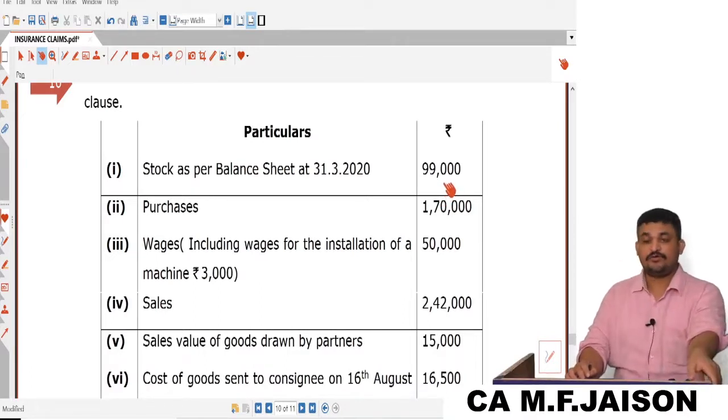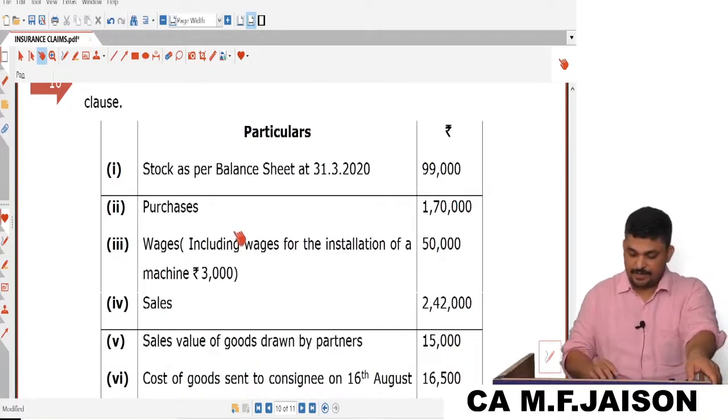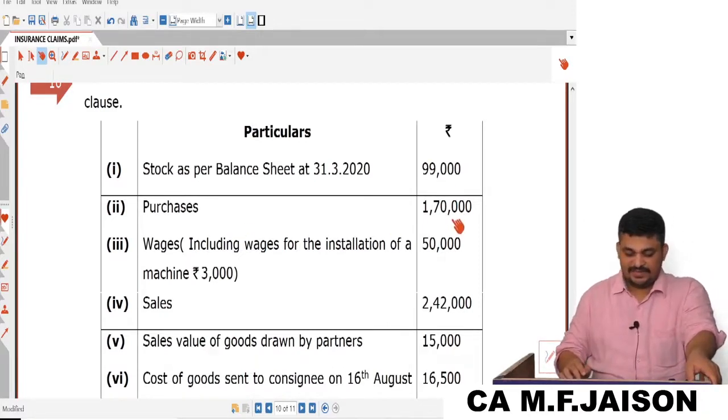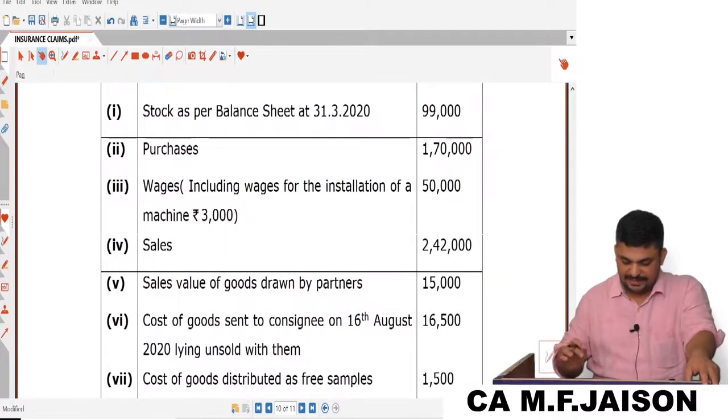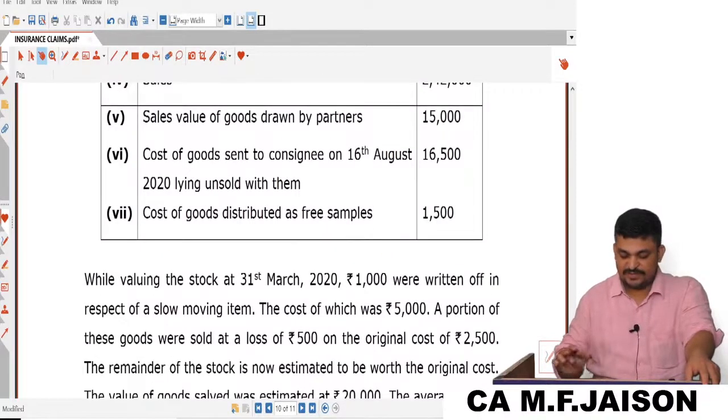Our previous year closing stock or opening stock? Previous year closing stock 99,000. Purchases 1,70,000, to be understood as purchases of that particular period. Wages including wages for the installation of a machine 3,000. Sales, sale value of goods drawn by partners, cost of goods sent to consignee on 16th August 2020. Cost of goods distributed as free samples.